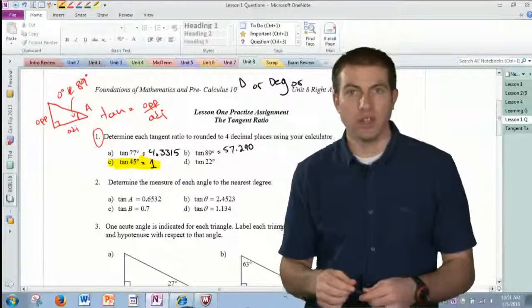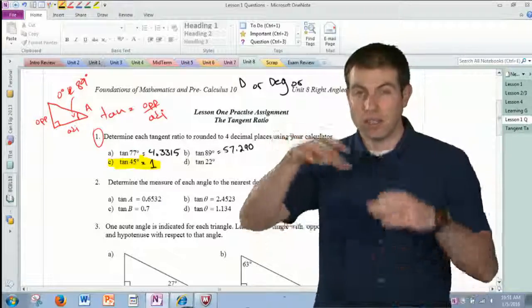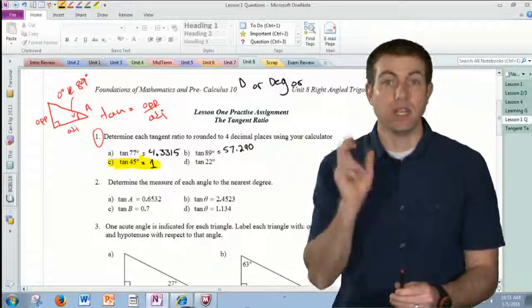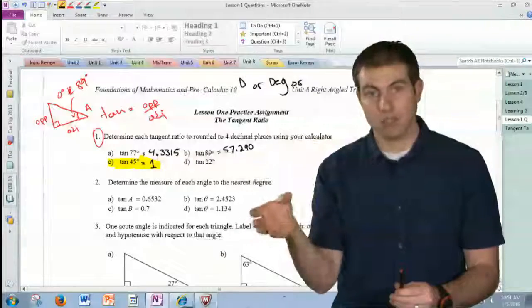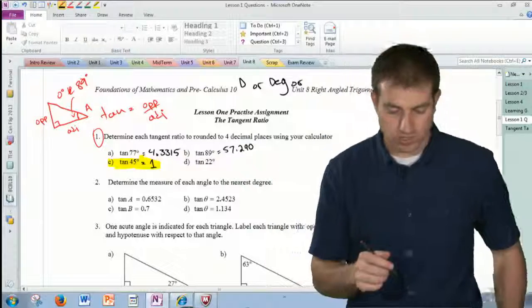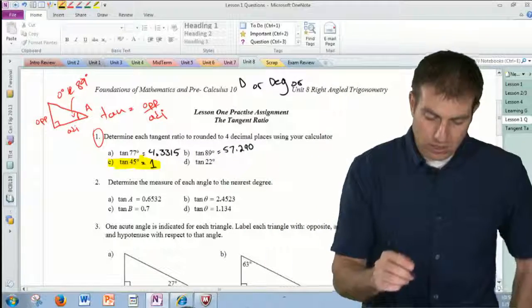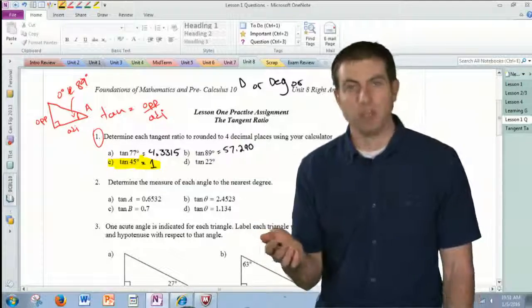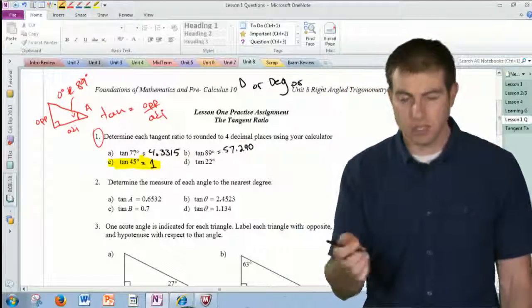So your calculator knows it's using the tangent sort of table, but how do you tell it to work backwards? Instead of giving the angle and then giving the sides, you give it the sides and it gives you the angle. So that's what this question is asking us. The way that we need to do this is using the second function of your calculator, the inverse tangent.